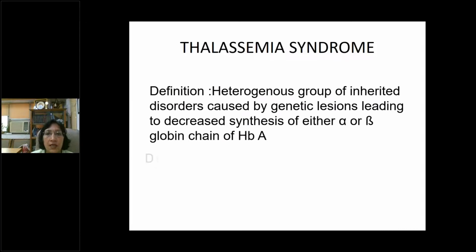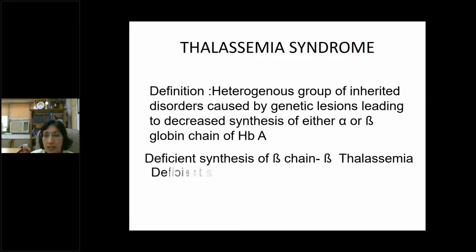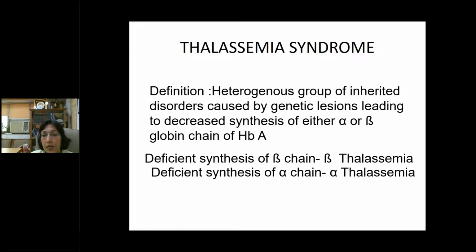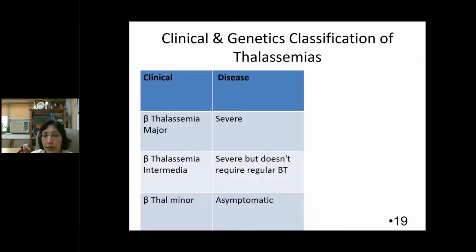What will happen in thalassemia syndrome? There is a defect in the globin part of the hemoglobin. It can be alpha thalassemia if there is a defect in the alpha chain, beta thalassemia if there is a defect in the beta chain. It can be major, minor, or intermediate. Major means severe, because both the parents are carriers of the gene, and it can lead to the severe form.